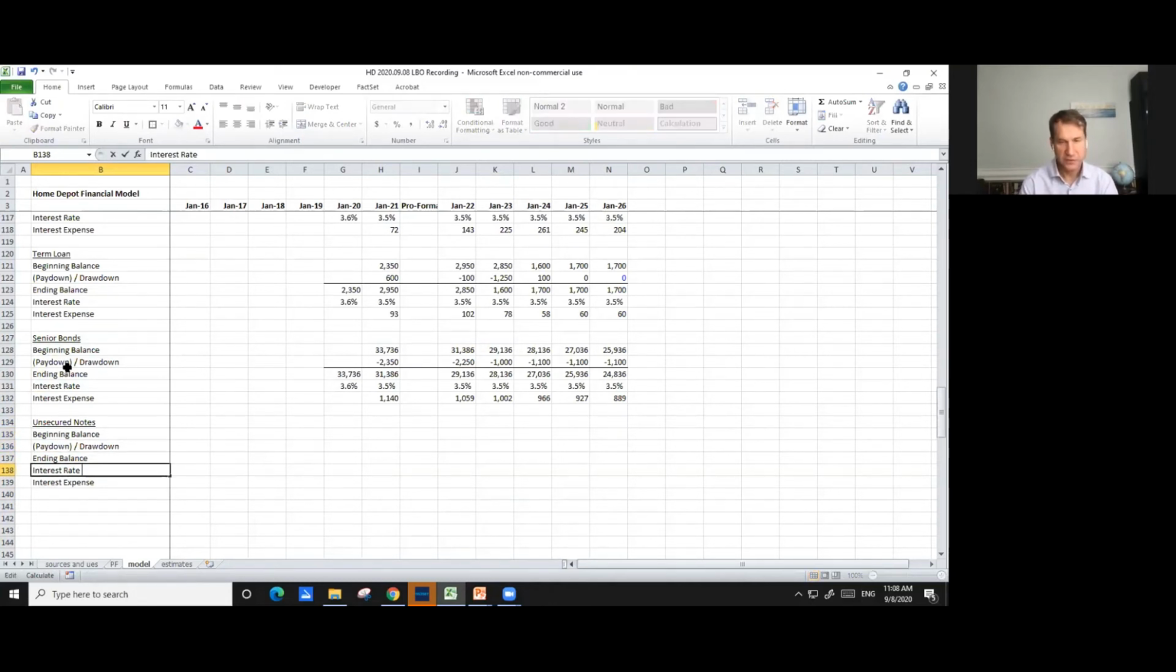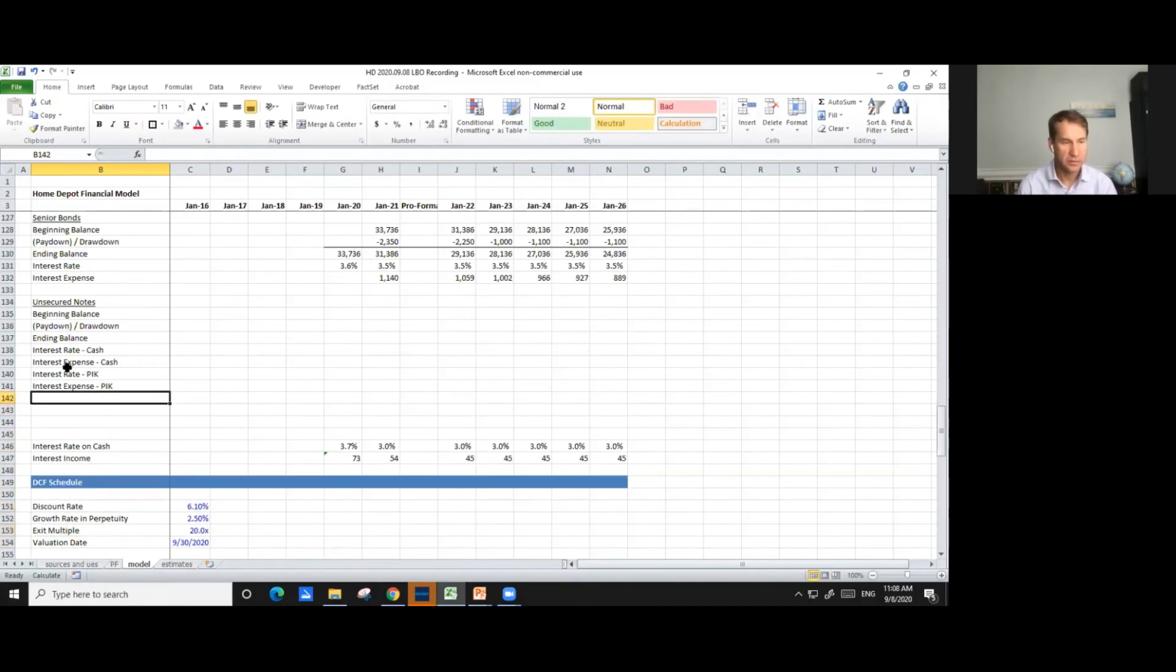If you recall, there's two types of interest payments on notes. There's cash and there's payment in kind, PIK. So create those. Then I'll come back and populate it.